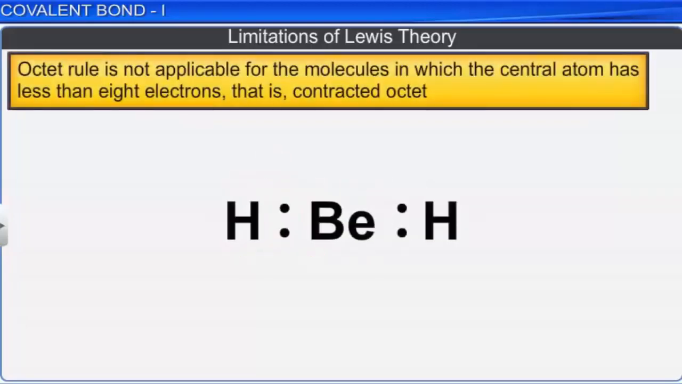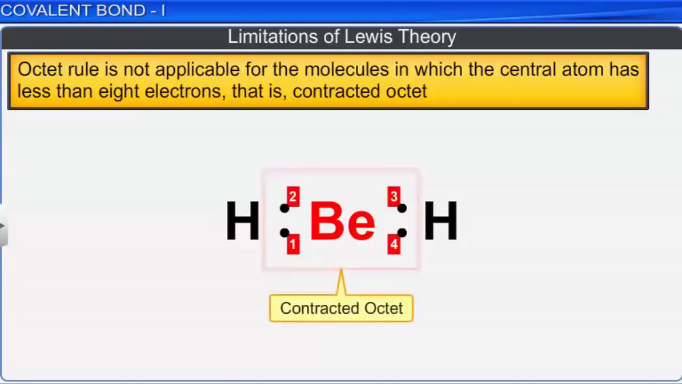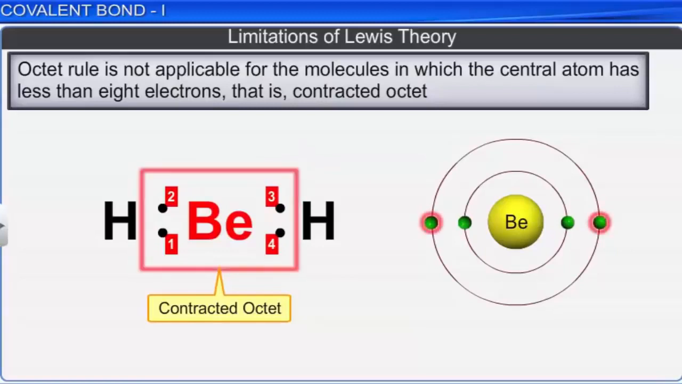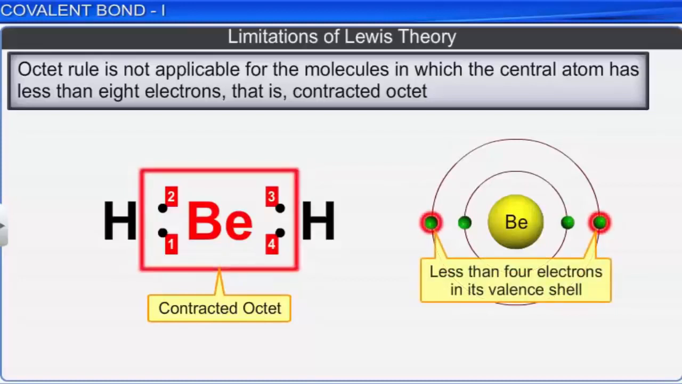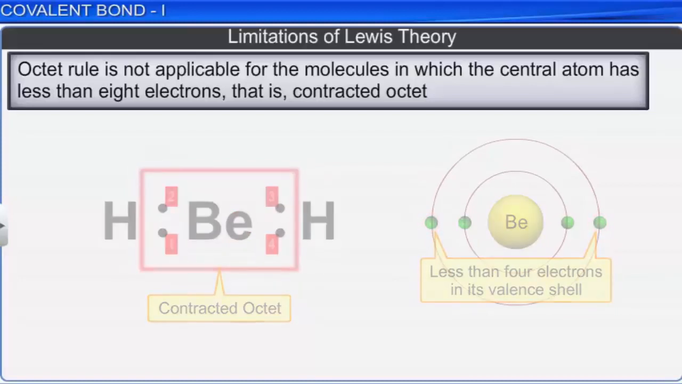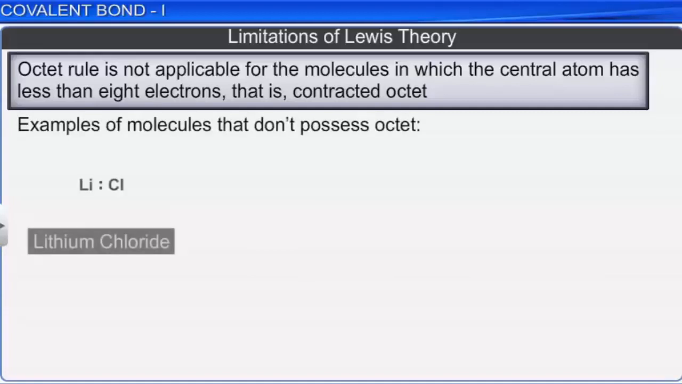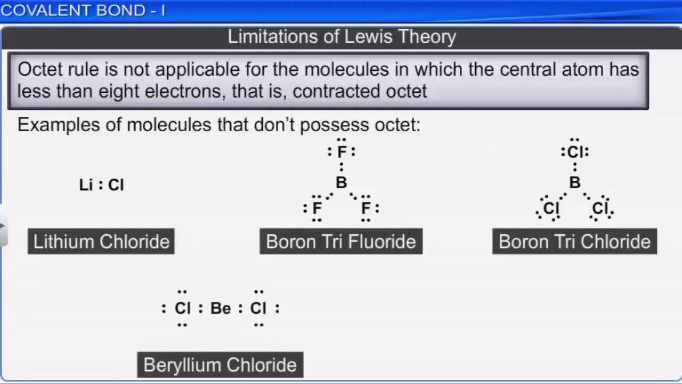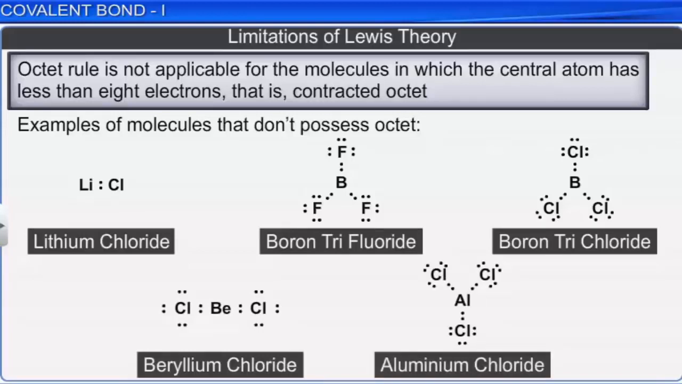Octet rule is not applicable for the molecules in which the central atom has less than 8 electrons. That is, contracted octet. This is observed in the compounds or molecules in which the central atom in its elemental state possessed less than 4 electrons in its valence shell. For example, lithium in lithium chloride, boron in boron trifluoride and boron trichloride, beryllium in beryllium chloride, aluminium in aluminium chloride don't possess octet.